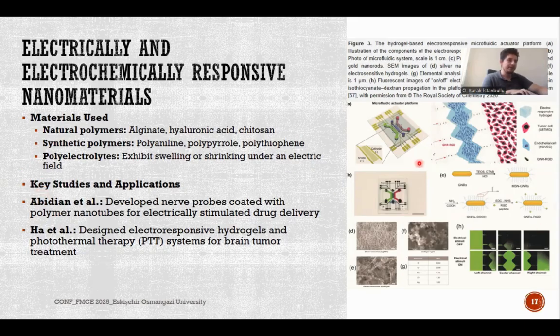As seen in the image on the right side, Ha et al. designed electroresponsive hydrogels combined with photothermal therapy for brain tumor treatment. The different fluorescent images for both on and off conditions, applied with electrical stimuli, show the influence on fluorescein isothiocyanate-dextran propagation in a platform, as shown in figure H on the right side.